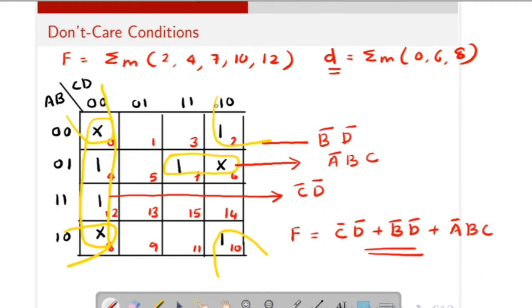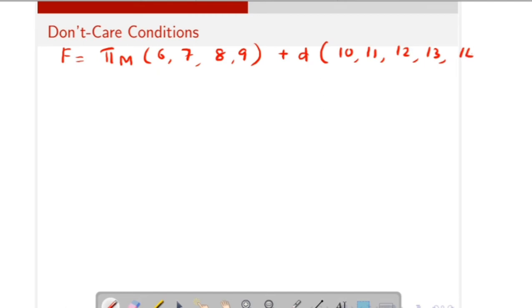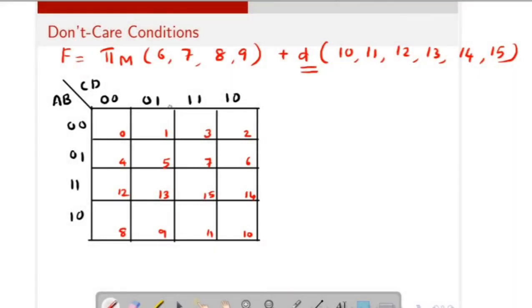Okay, the same way we can simplify POS expression also. Suppose you have given an expression F is equal to pi m of 6 7 8 9 plus D of 10 11 12 13 14 15. So here this one is the don't care. So first to draw the K map. So this is the K map.